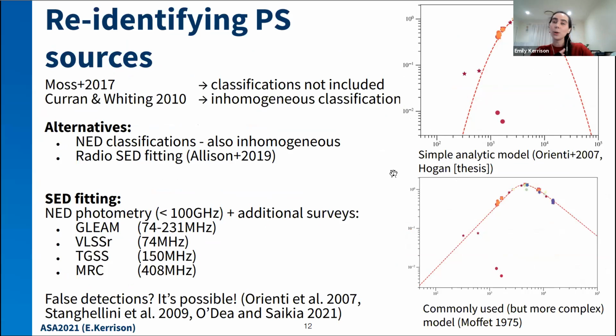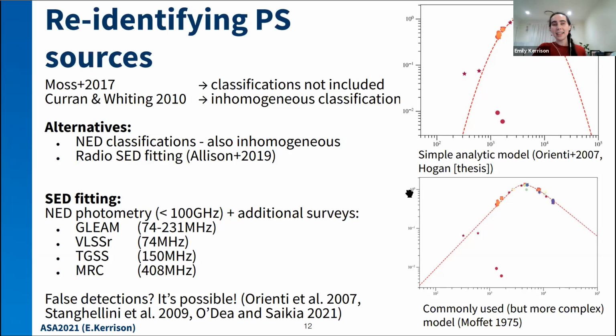I tried first just looking at the NED classifications, but these were also very, very inhomogeneous. So then I did some of my own radio SED fitting using some code kindly provided by James Allison. For each source, I took all of the photometry listed in NED below 100 gigahertz. I also added these additional surveys to that, which probe lower frequency ranges. Then for each source, I fitted 2 different profiles, as shown here on the right. And if one of these was a good fit to the data, I called that source peaked.